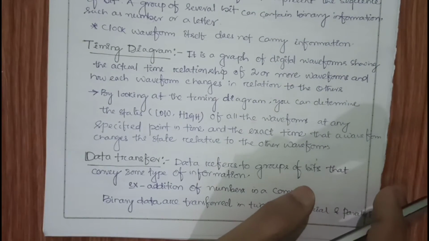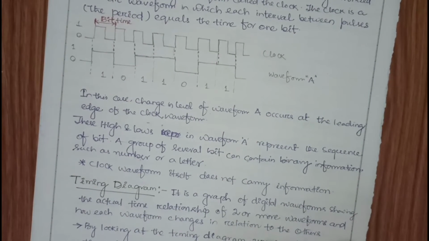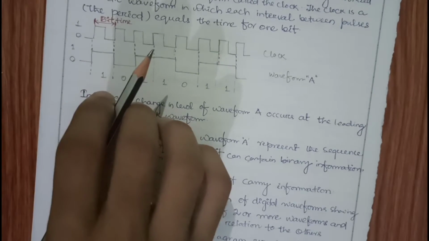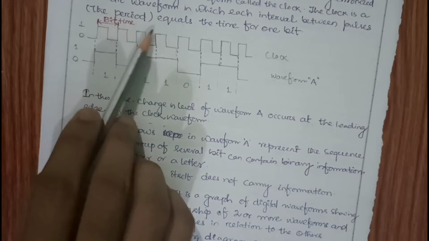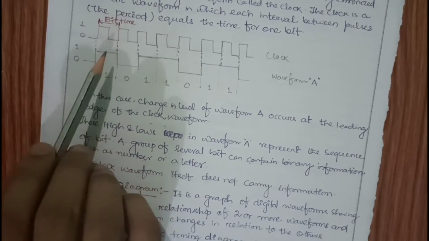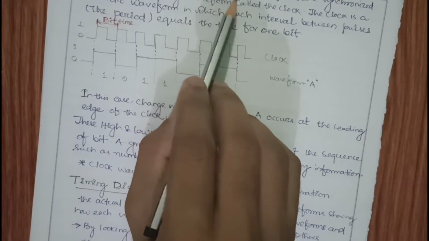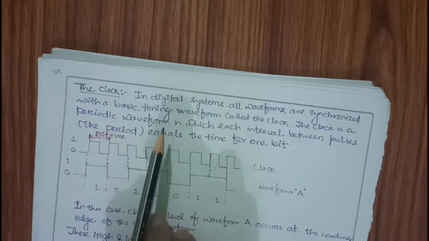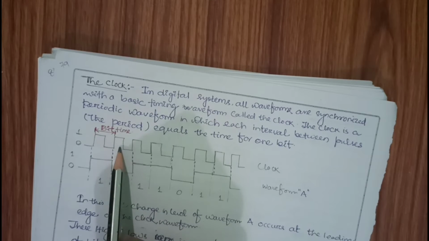Now what is a clock? A clock is a signal which does not contain any information. The information is contained in this waveform. The clock does not contain any information, but it is applied along with the waveform just for synchronization. In a digital system all waveforms are synchronized with a basic timing waveform. For the purpose of synchronization we use the clock pulse.